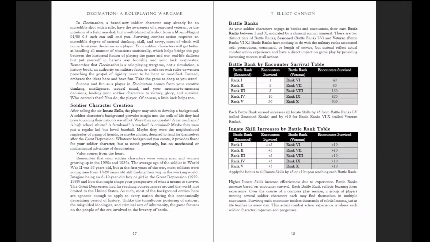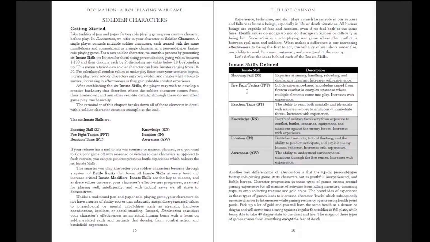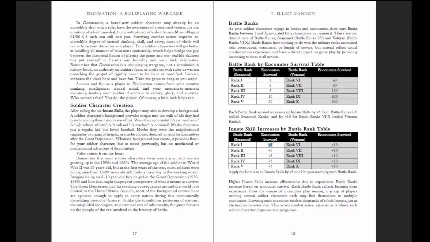That means every time you gain one of those encounters survived, battle rank increases. You get plus five to every single innate skill. So when it happened the first time, you got plus five to, guess what? All these right here: shooting skill, firefight tactics, reaction time, knowledge, intuition. Let's say that you were lucky and all these were 50 when you started. When you go to this table here and you have plus five, now they're going to be 55. Then when you get to battle rank two, now they're going to be 60. And you get to battle rank three, now they're 65.